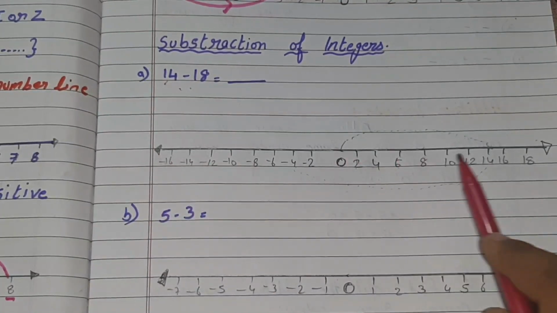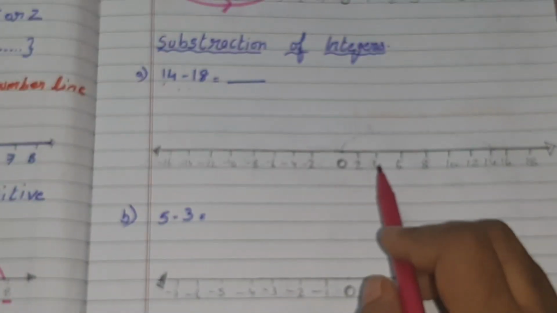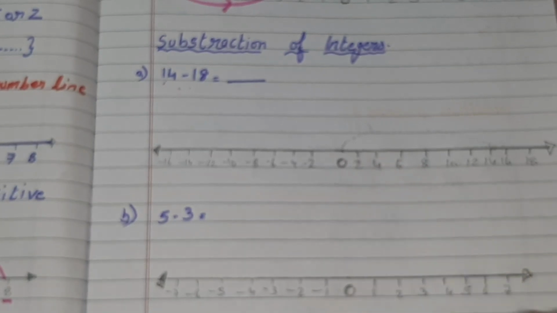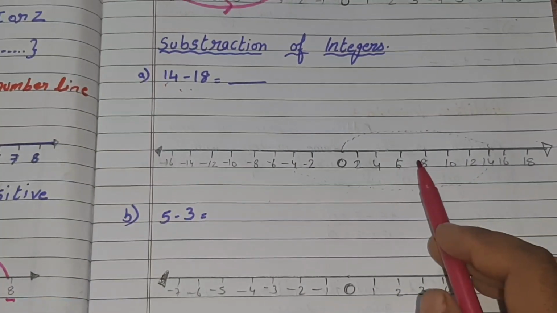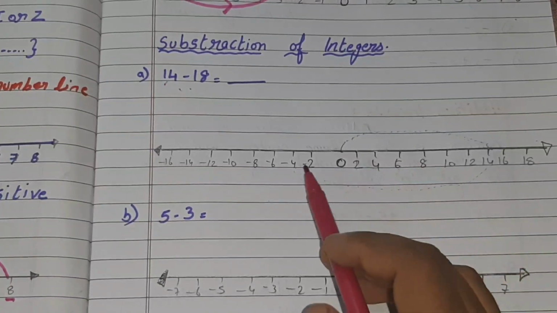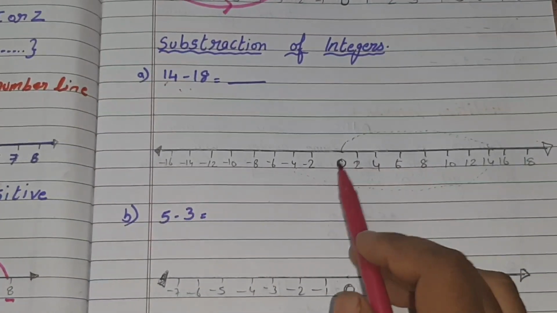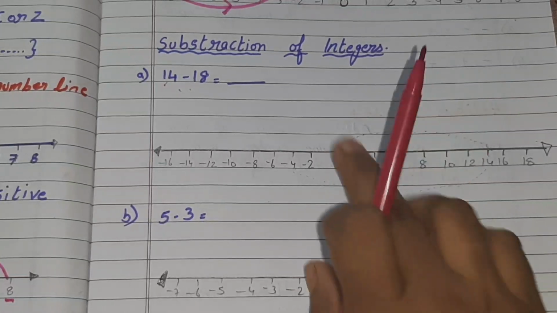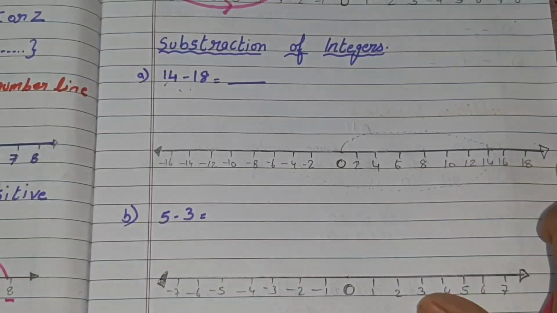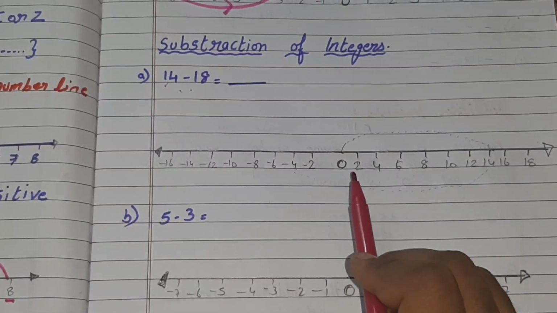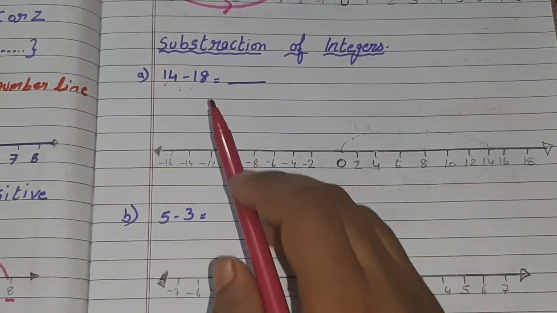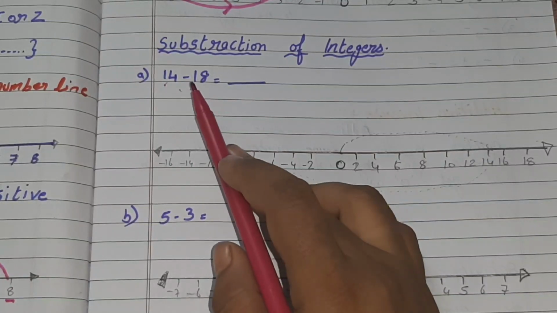Here you can see I had taken a distance of 2, a gap of 2. You can see what I had done: 0 to 2, 2 to 4, 4 to 6, which means a gap of 2 is there on both sides. We take 0 to 2 because we can't fit so many numbers in a single line, so I had taken a distance of 2. So you can see what we have to do: 14 minus 18.